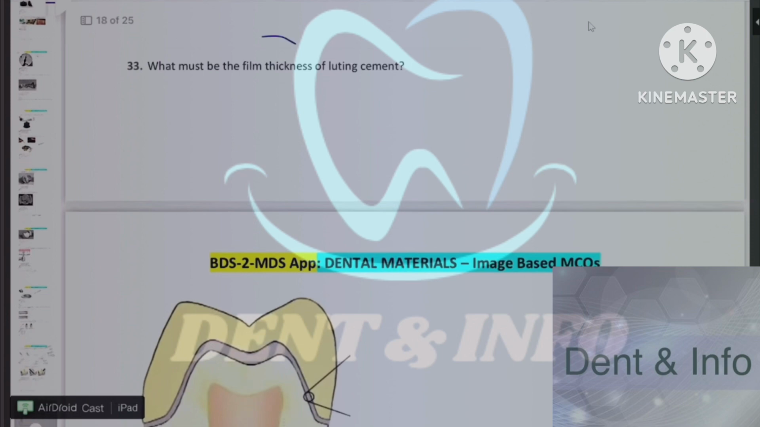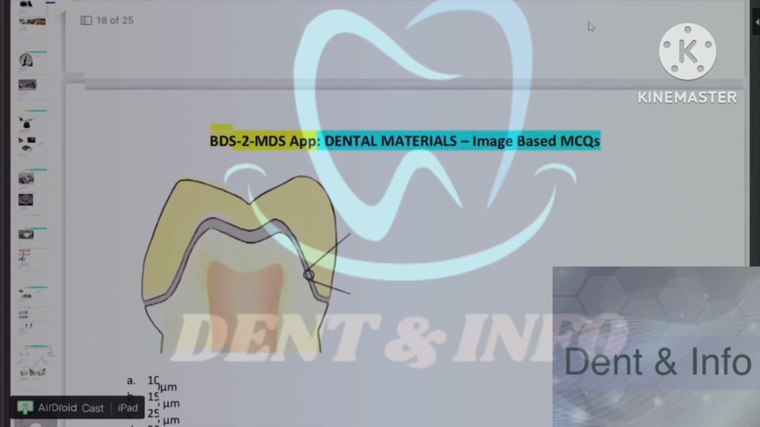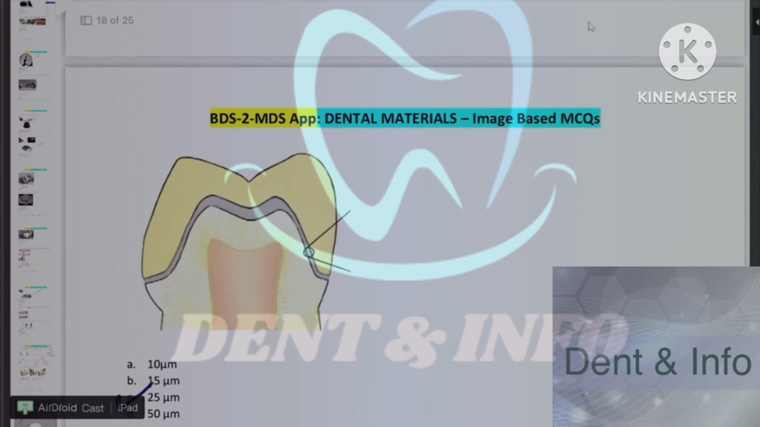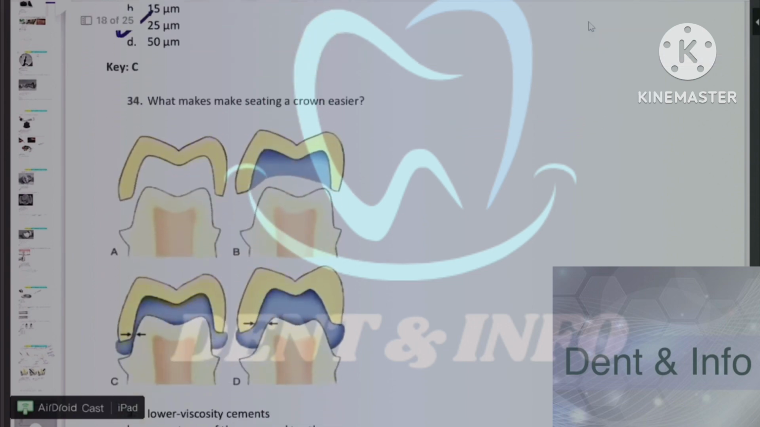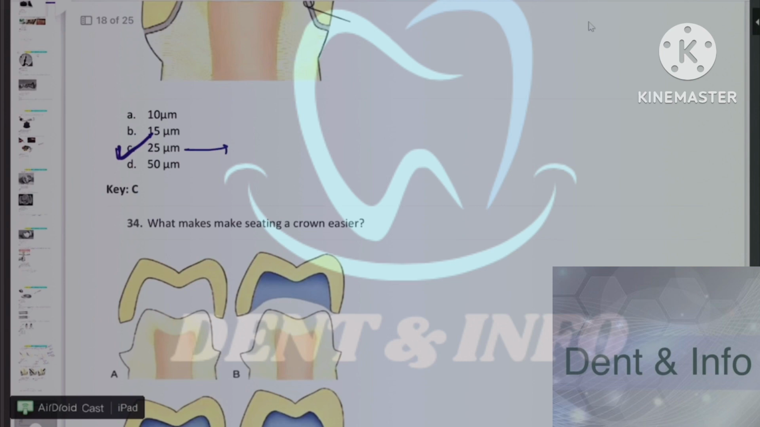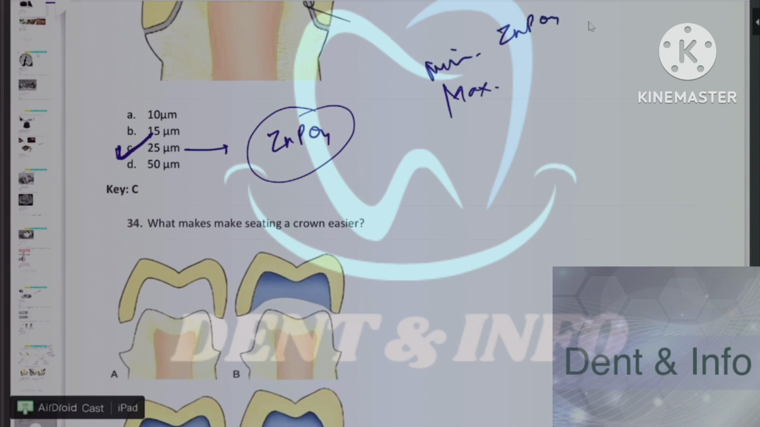What must be the ideal film thickness of a luting cement? It's 25 microns. Okay, and this is majorly fulfilled by zinc phosphate. Minimum film thickness is shown by zinc phosphate. Maximum is shown by resin cement.